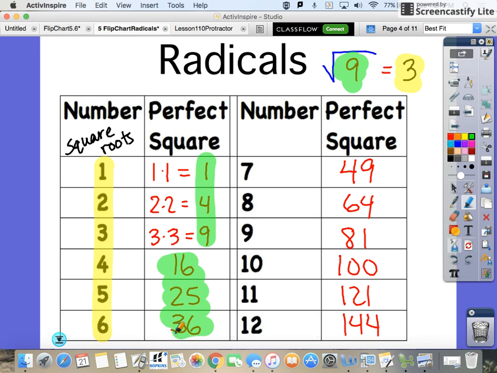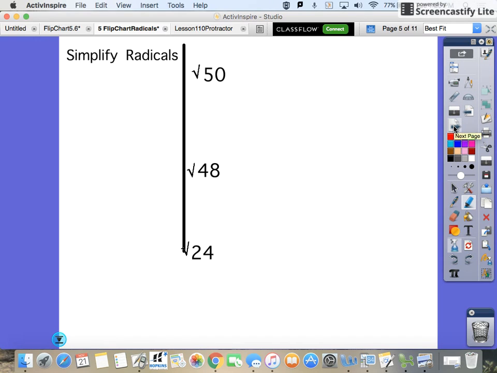So the perfect squares go inside the radical, and then the answer, or the square root, comes out here. These numbers are the ones we're interested in because they're square roots. The square roots of perfect squares come out to be these pretty integers. So the numbers in green that are highlighted give us nice, pretty integer answers. That's why we focus so heavily on them. So our goal in this lesson is to simplify radicals.